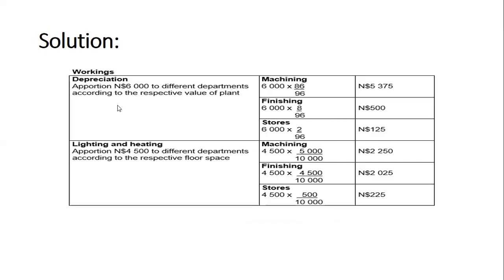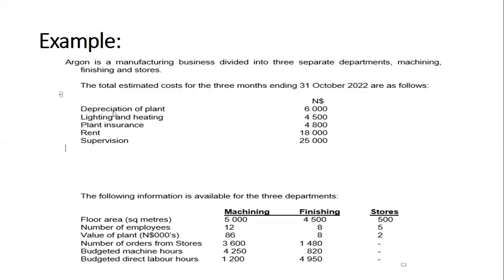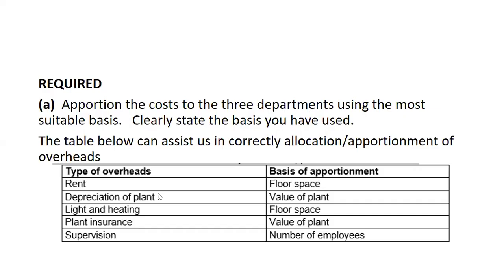For depreciation, if you look at the amount, it is 6,000. And the basis of apportionment that we use for depreciation is the value of plant. We use the value of plant.